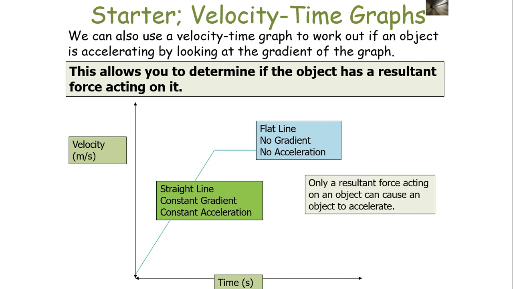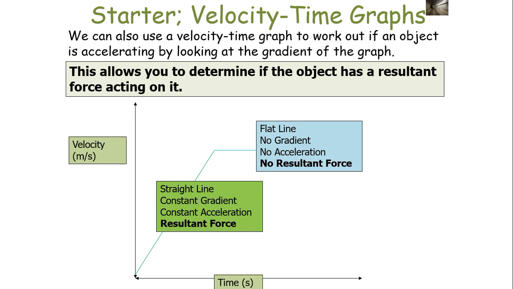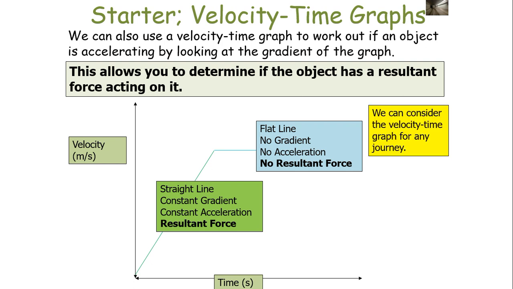Now again, only a resultant force acting on an object can cause an object to accelerate. So because in that straight line section you've got constant acceleration, you must have a constant resultant force acting upon that object. Whilst on the flat line section, if there's no gradient, there's no acceleration, so there's no resultant force.